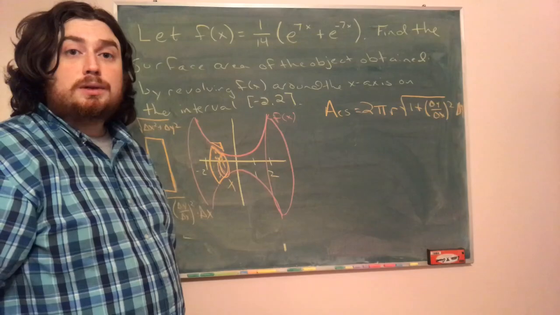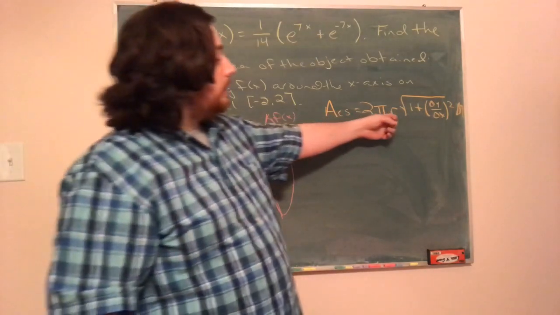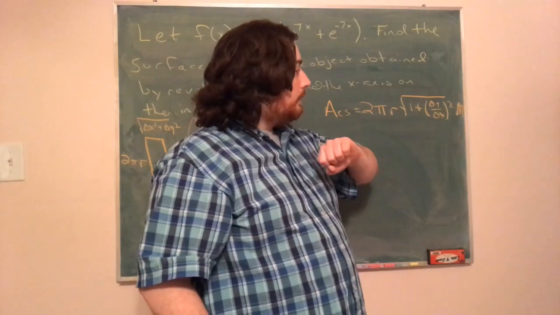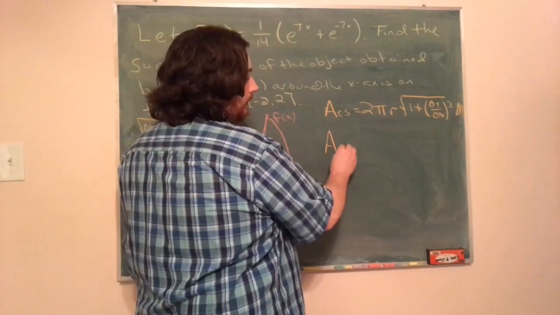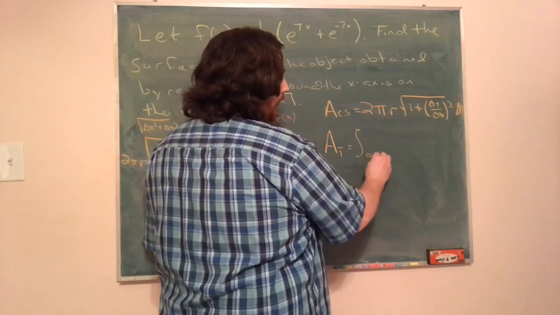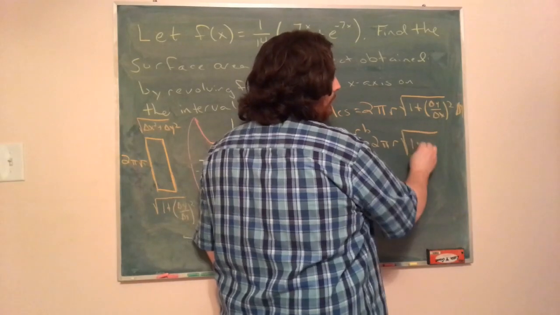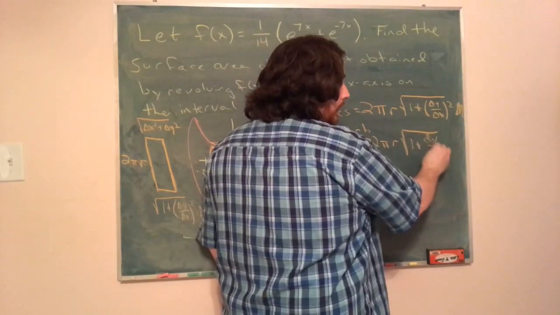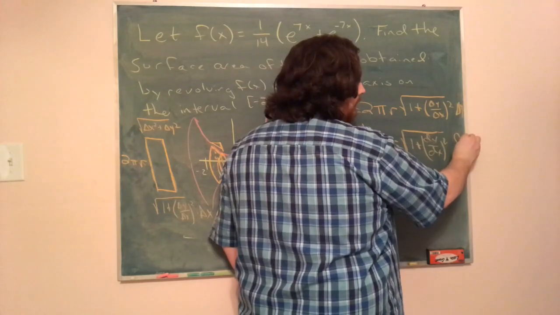Alright, so now in order to find the total volume, I'm going to have to add these all up. So I'm actually going to find r, and I'm going to find dy/dx in terms of x. But first I'm going to say that the total area is the integral from a to b of 2 pi r, the square root of 1 plus dy/dx squared, because I'm letting these get infinitesimally small, times dx.